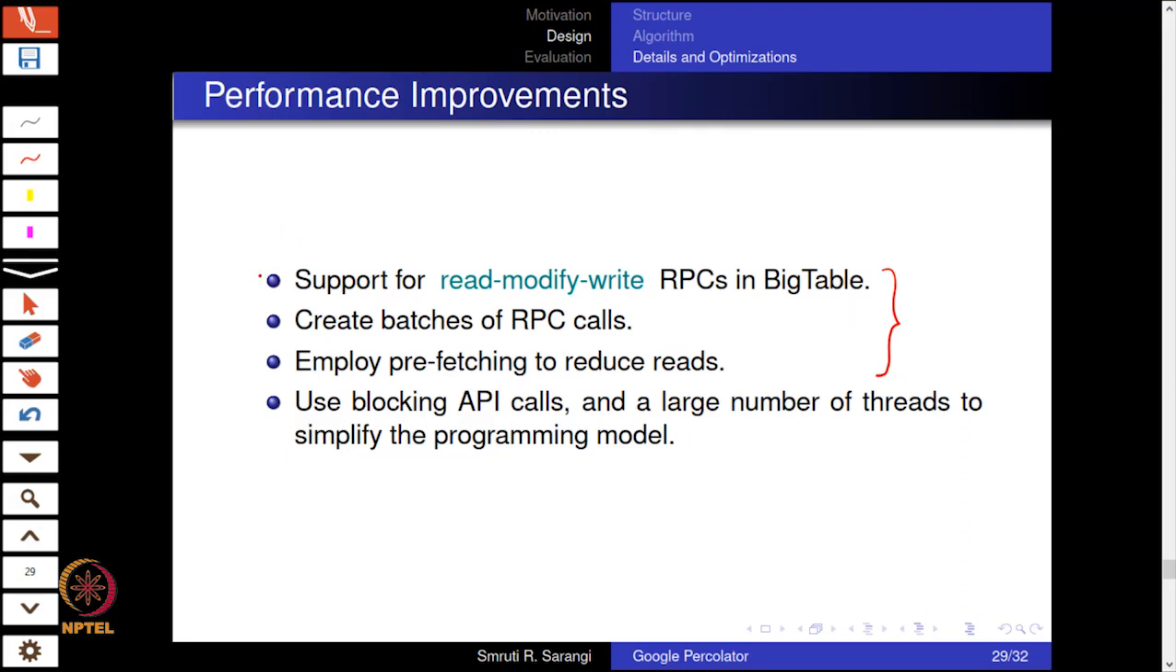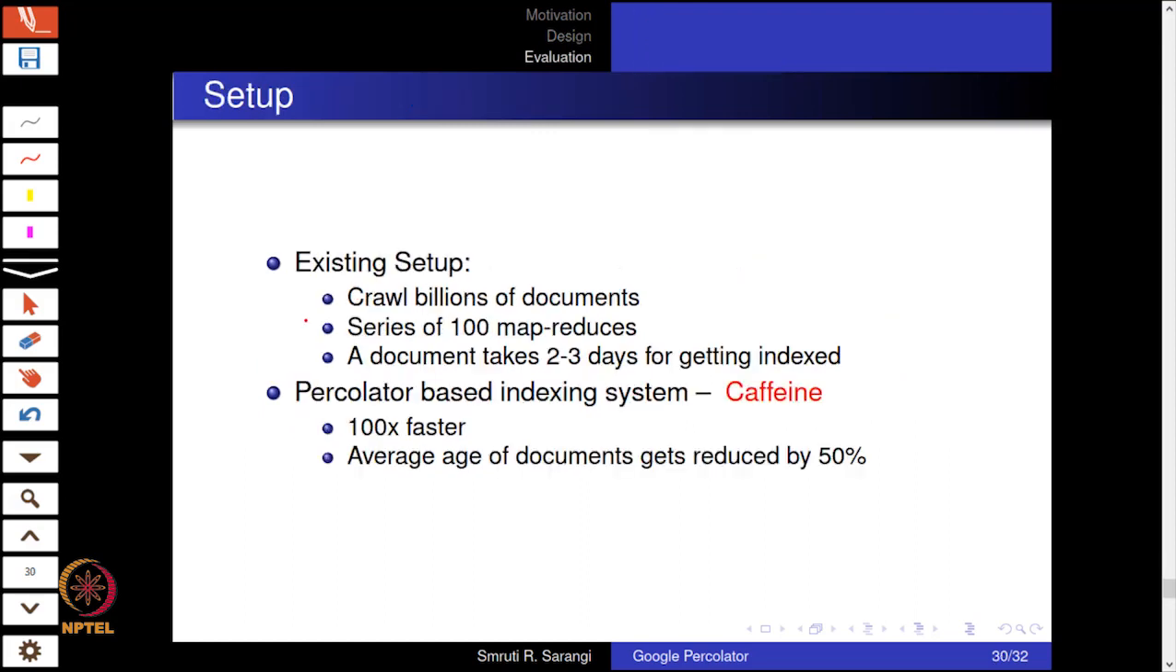So what are again some of the main Bigtable specific modifications? Support for a read, modify, write RPC, where a single RPC can atomically change the contents of a Bigtable row, create batches of RPC calls, which means if there are multiple writes, instead of sending multiple messages, we send a single message. And we employ prefetching for reads. So this improves the performance significantly.